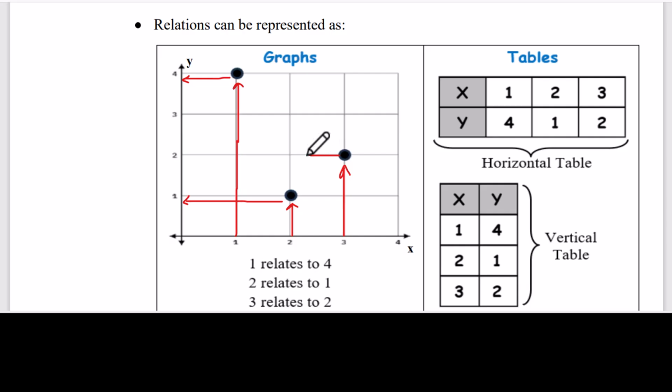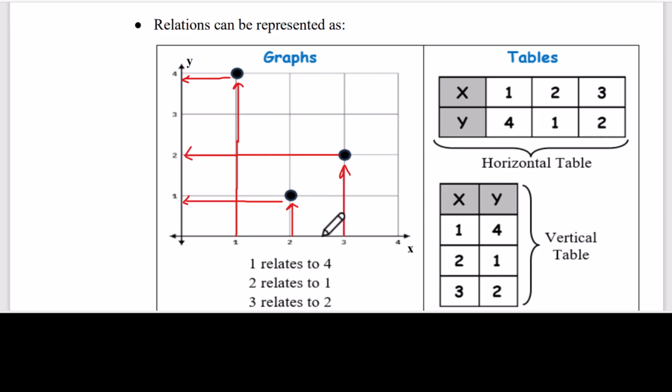And 3, if I go across, tells me that it relates to number 2. So down here, I wrote it down in words. 1 relates to 4. 2 relates to 1. And 3 relates to 2.